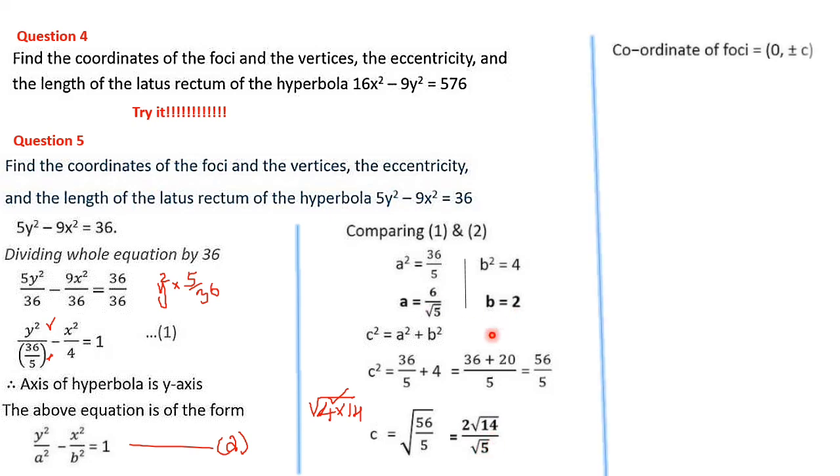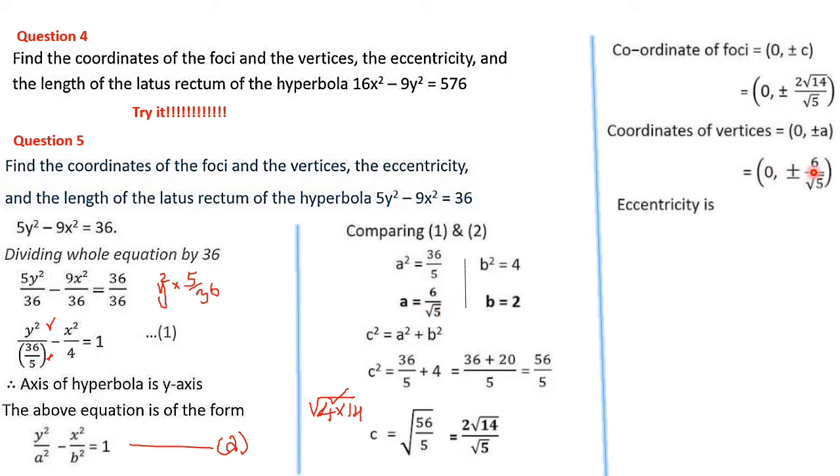A, B and C, all we have. So let's go for the answers. Coordinates of foci are 0 plus or minus C, because the axis is the y axis. 0 plus or minus C. So 0 plus or minus 2 root 14 by root 5, that is the C value. Then coordinates of vertices are 0 plus or minus A. So here A we have 6 by root 5, that is 0 plus or minus 6 by root 5.